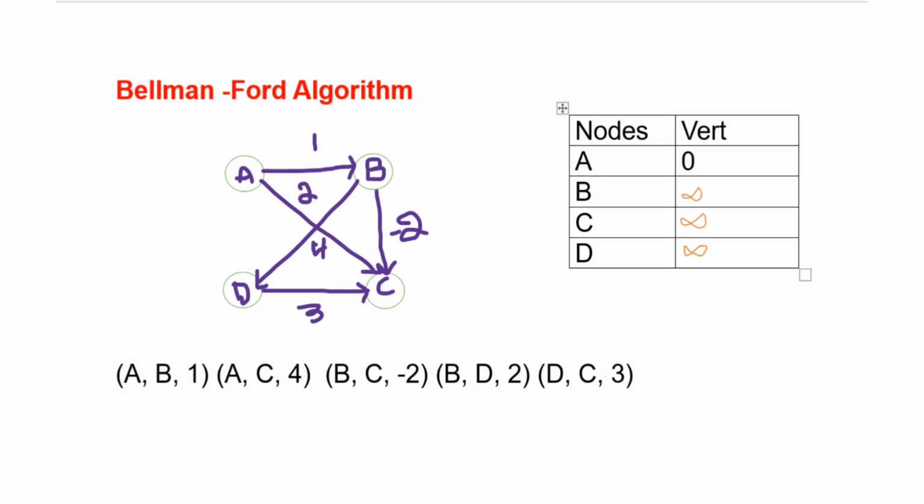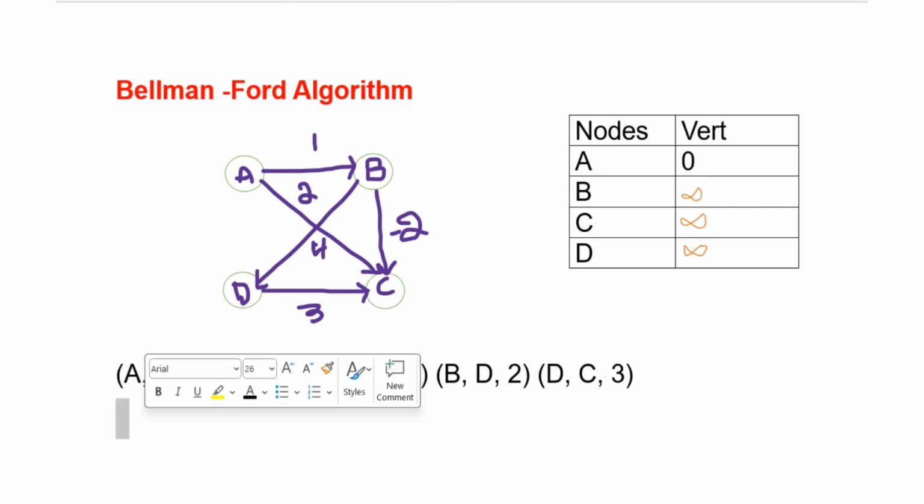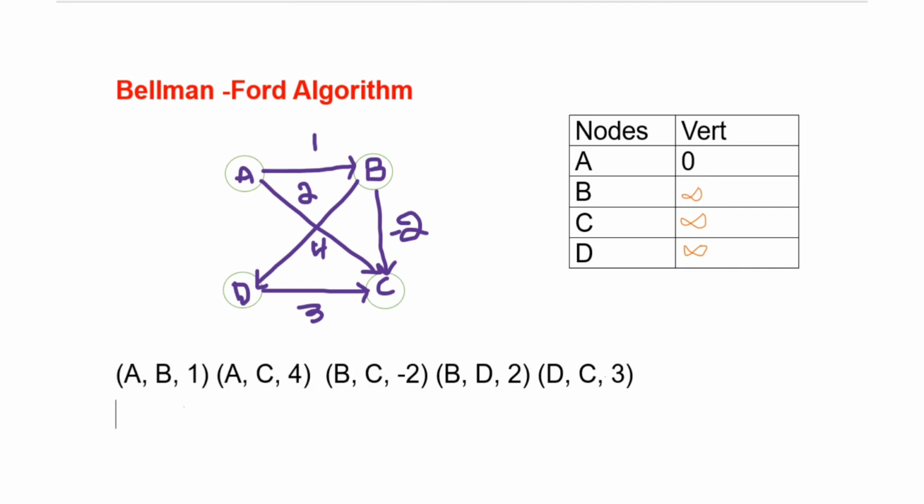The adjacency list of A is B and C: A to B, and A to C. The A to B weight is 1 and the A to C weight is 4.